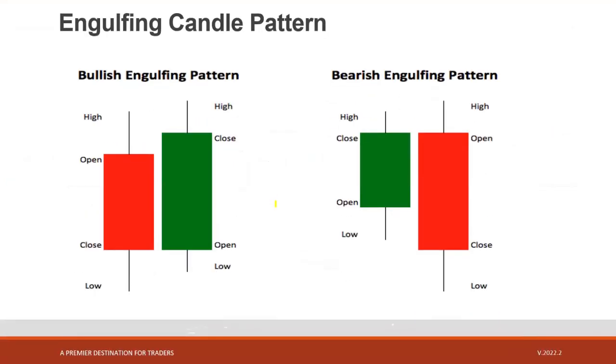Okay, now the next type of candlestick pattern we're going to discuss is the engulfing candlestick pattern. Just like the pin bar, the engulfing candle can be either bullish or bearish. Now, unlike the pin bar, which is a one candle formation, the engulfing pattern requires at least 2 candles. As the name implies, it's one candle that completely engulfs the other candle.